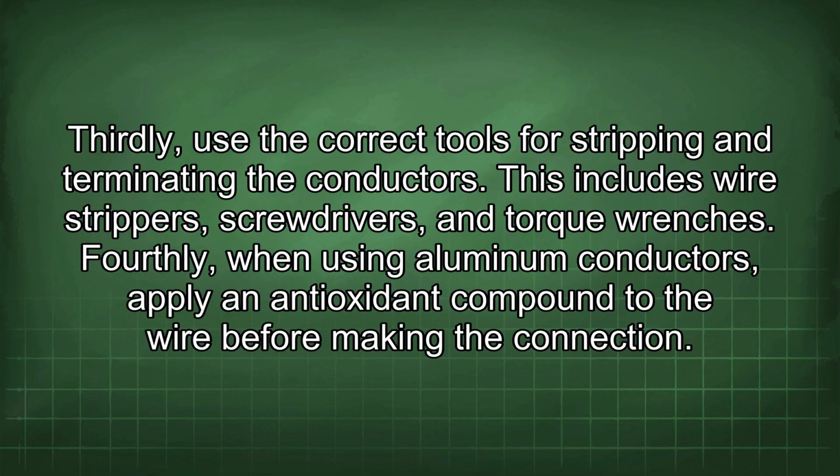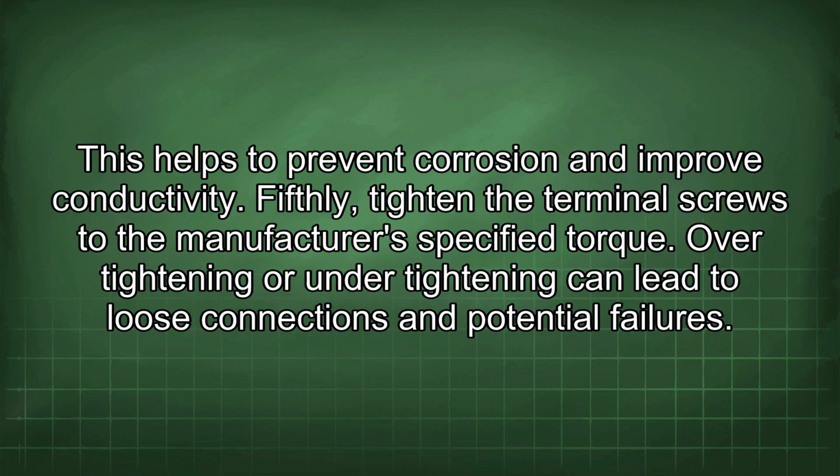Thirdly, use the correct tools for stripping and terminating the conductors. This includes wire strippers, screwdrivers, and torque wrenches. Fourthly, when using aluminum conductors, apply an antioxidant compound to the wire before making the connection. This helps to prevent corrosion and improve conductivity. Fifthly, tighten the terminal screws to the manufacturer's specified torque. Over-tightening or under-tightening can lead to loose connections and potential failures.